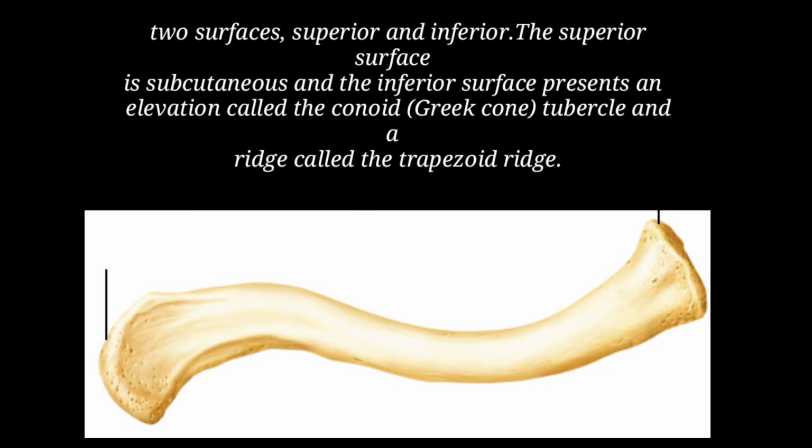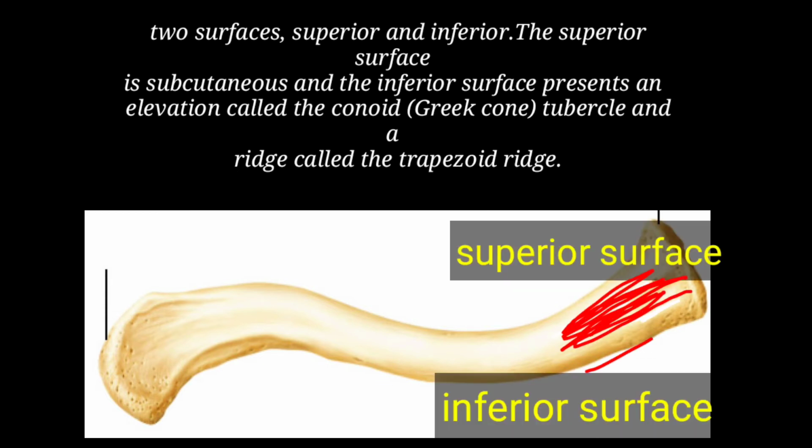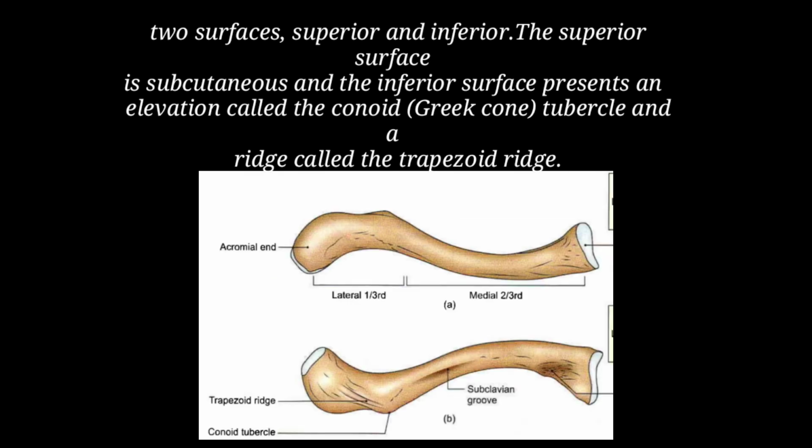Lateral 1/3 has two surfaces, superior surface and inferior surface. Superior surface is subcutaneous and the inferior surface presents an elevation called the conoid tubercle and a ridge called the trapezoid ridge.